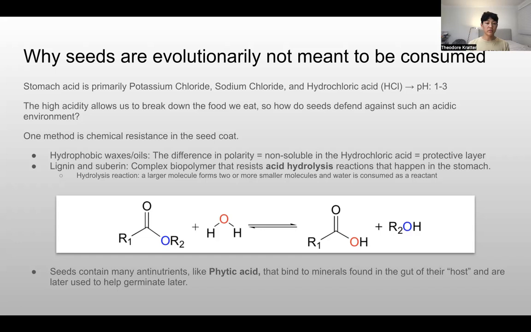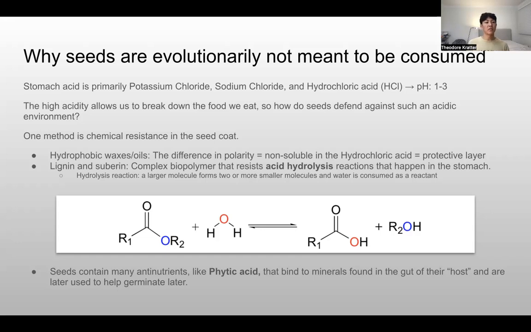They've evolved to have oils and waxes that are hydrophobic, and this difference in polarity actually protects them from the hydrochloric acid. They're non-soluble in it, and it forms a protective layer around the seed. Keep in mind, though, that this only really works if the seed is not damaged in a previous step of digestion. So there are also biopolymers inside the seed, and there's acid hydrolysis, which is really a complex organic chemistry reaction.